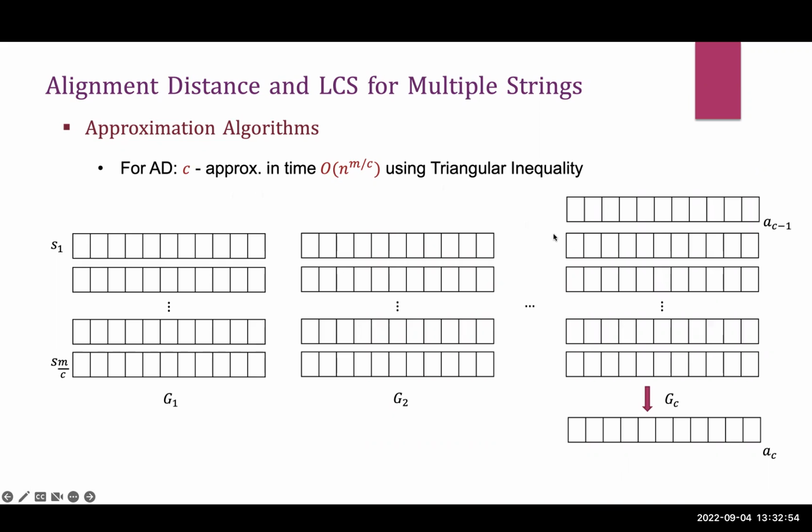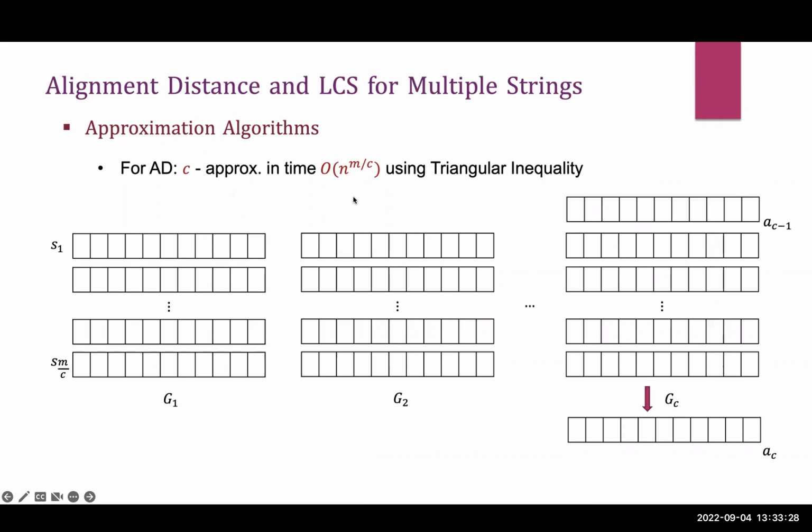Moreover, as each group has m over c strings, in every round we need to compute the optimal alignment distance of at most m over c plus 1 strings. That can be done using dynamic programming in roughly n to the power m over c time. As there are c groups, considering c to be constant, we get our required time bound. So if I take c to be 2, this easy algorithm provides a 2-approximation of alignment distance in time n to the power m over 2.